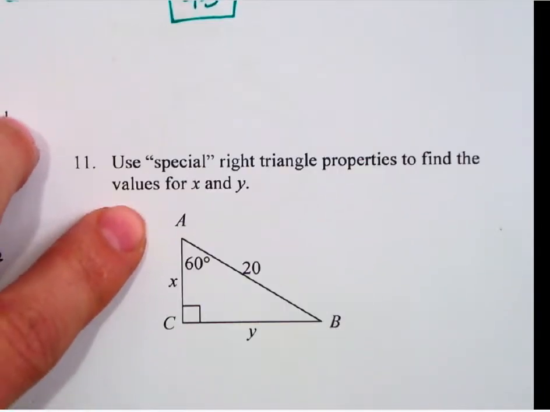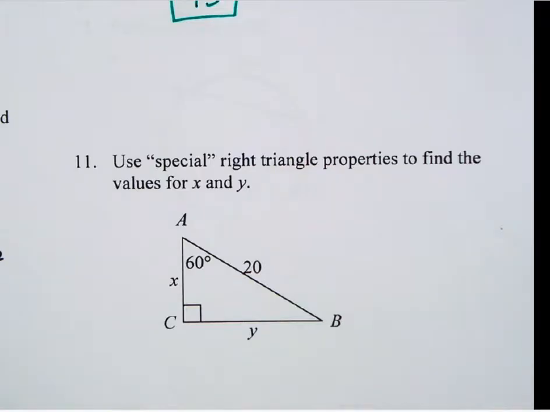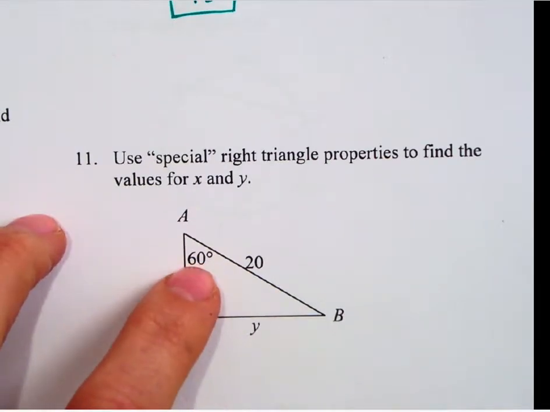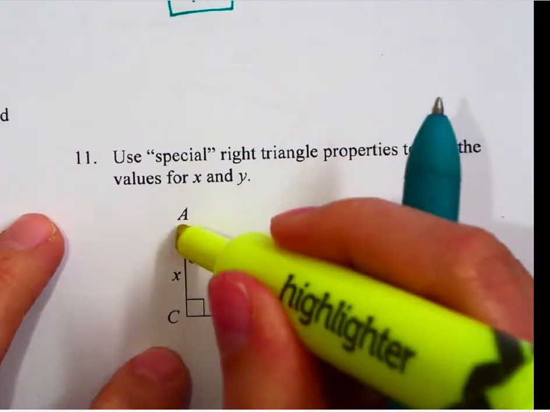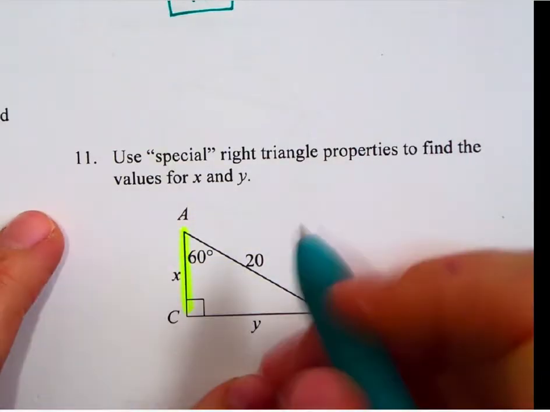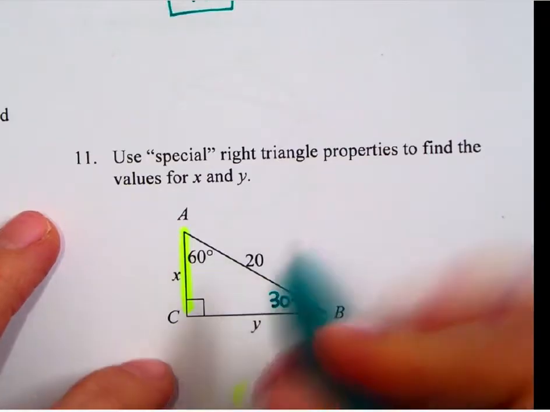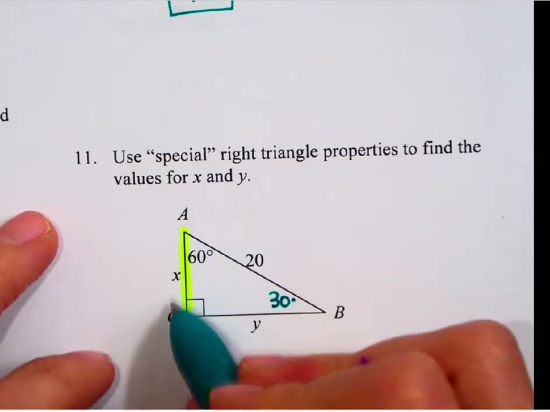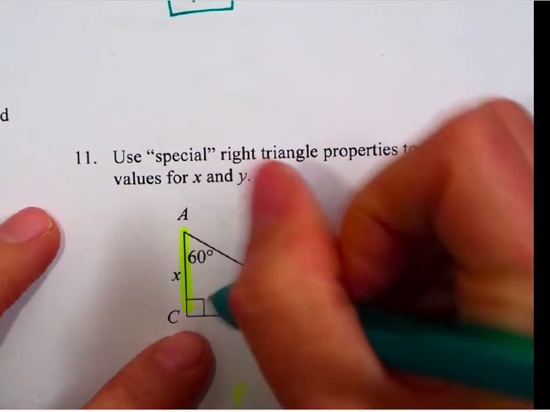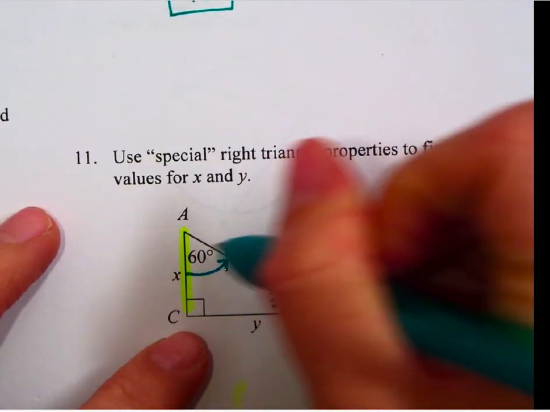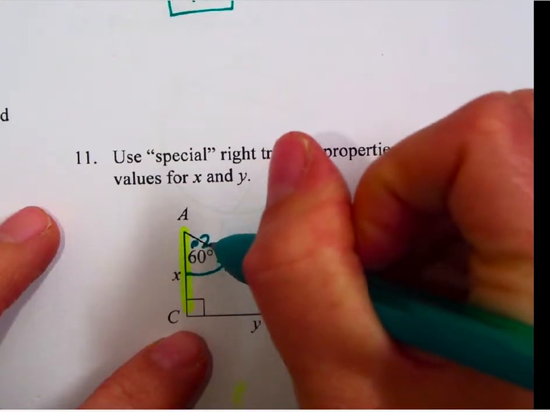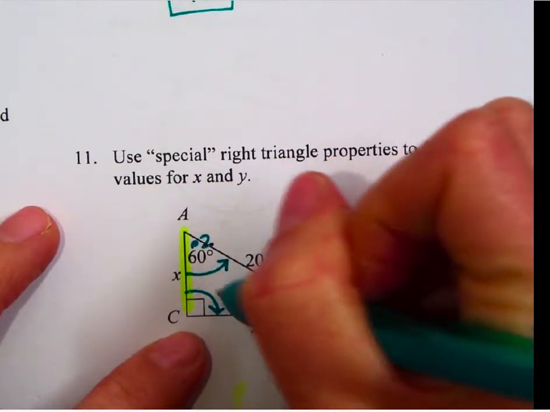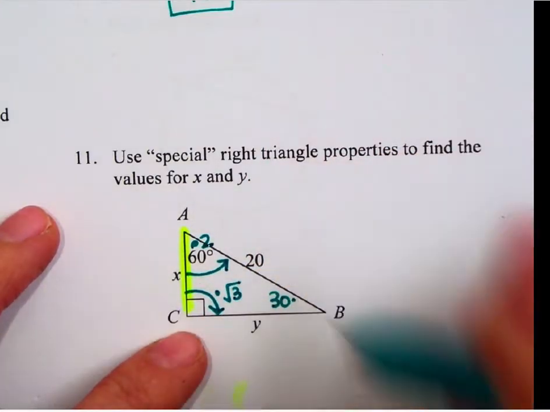Number 11, we're going to use our special triangle rules to find the values for x and y. So we want to see that this is a 30, 60, 90 triangle because of that given 60-degree angle. This must be 30. We know our rules are going to come from multiplying the small side or the shorter leg. We multiply the shorter leg by 2 to get the hypotenuse, and we multiply the shorter leg by square root 3 to get the longer leg.